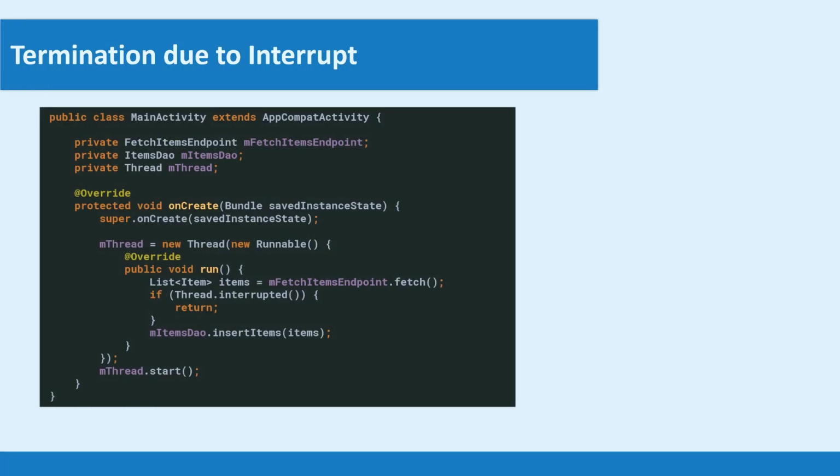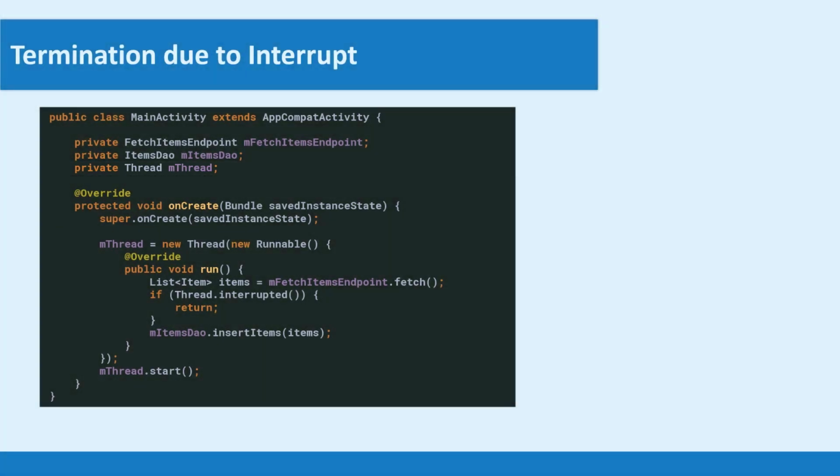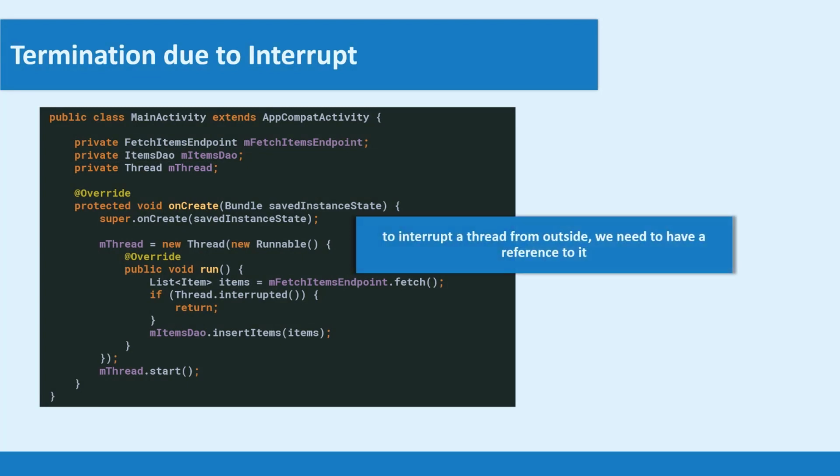So we have a very similar setup, but now I actually store the reference to the newly created anonymous thread in the activities field. And the reason why I do that is because to interrupt a thread, I need to have a reference to it later. So if any external code would like to interrupt this thread in the future, it will basically need to grab this reference and call interrupt on it.